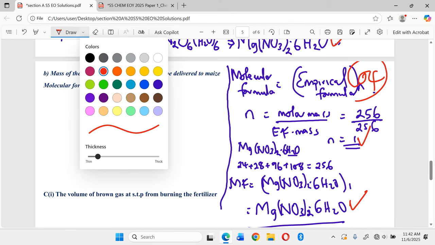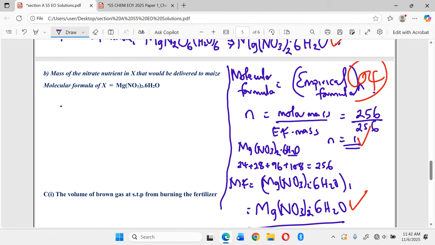Okay, now let's go to the next question. Part B. Part B was asking to find the mass of the nitrate nutrient in X. Now, the molecular formula of X is here. We have already determined it. And now they want us to determine the mass of the nitrate nutrient in X. How do we get the mass of the nitrate nutrient?